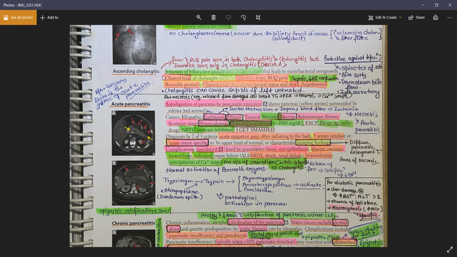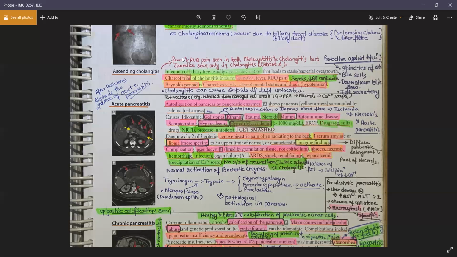Sometimes the pentad is also there along with the fever, jaundice, and right upper quadrant pain. The patient can also get sepsis, because it is a bacterial infection and bacteria can gain access to the blood. The patient can also get septic shock and altered mental status. If septic shock is there along with right upper quadrant pain and jaundice, that means the patient has ascending cholangitis. It is very important.